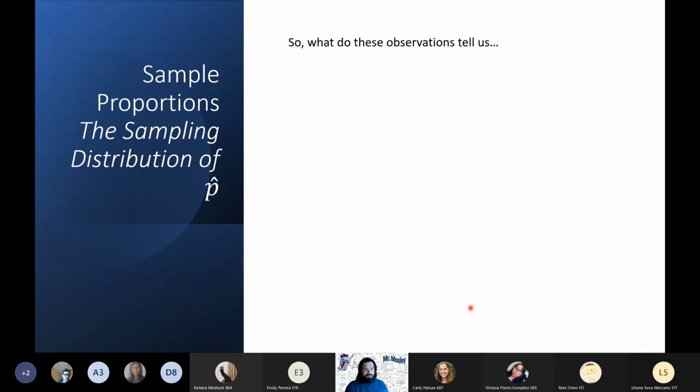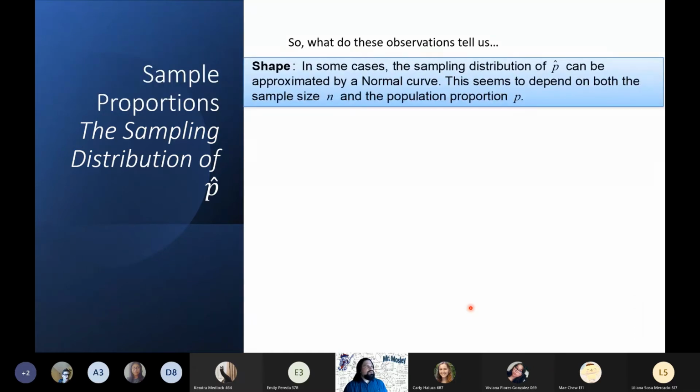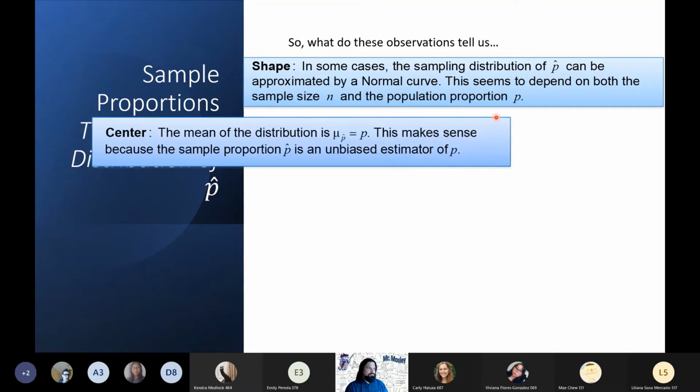So these give us some usable results, right? The shape, in some cases, the sampling distribution of p hat can be approximated by a normal curve. This seems to depend on both the sample size n and the population proportion. It seems like as we get a larger sample size, our curve becomes a little bit more normal, right? And the population proportion tells us where the center of that shape will be, which is good.